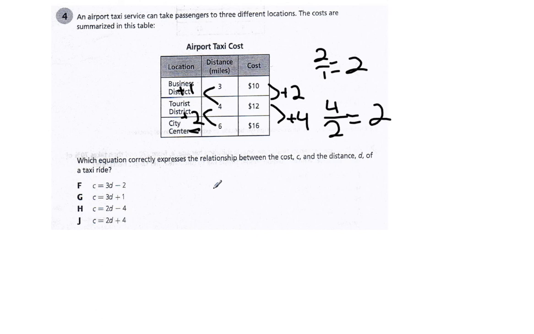Our slope is going to be 2, so that's going to be 2 times the distance. Again, we just check it. So if we check this very top one here, if the distance is 3, we have 2 times 3, and that's supposed to equal 10, but 2 times 3 is 6, so we need to add 4 to that. So we get 2d plus 4.